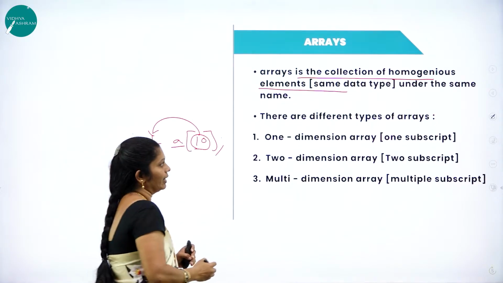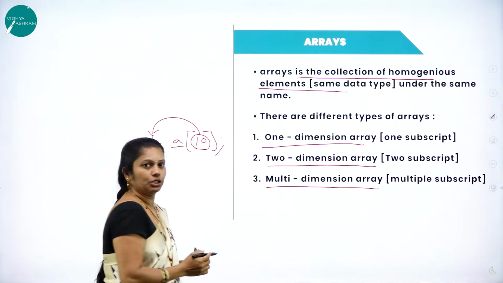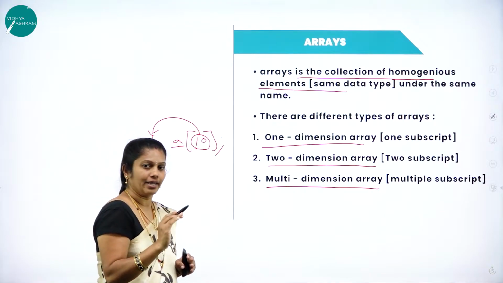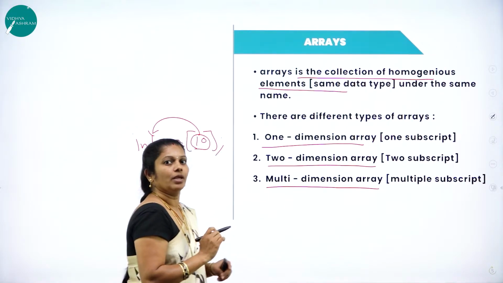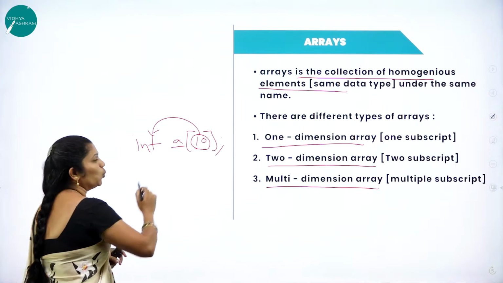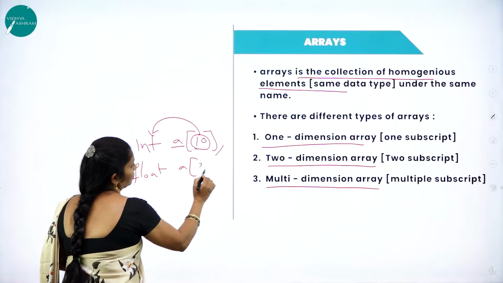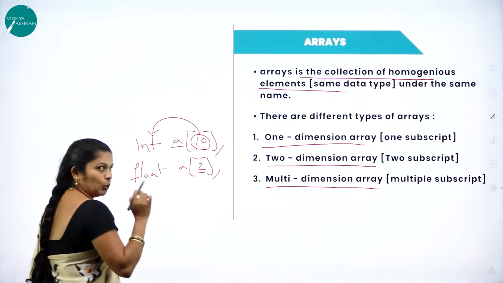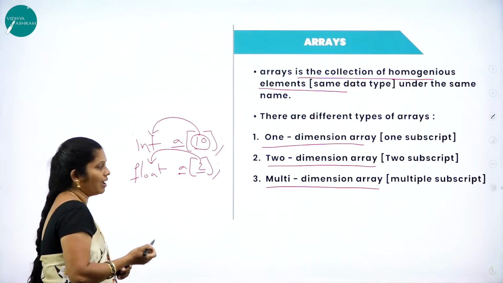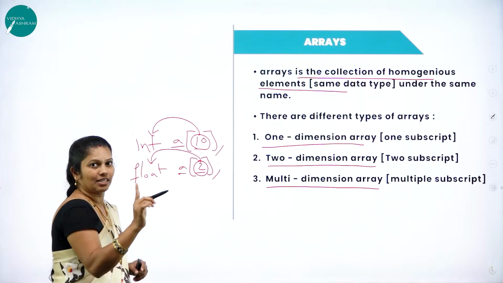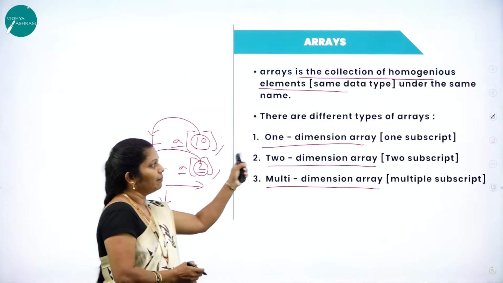When you come to types of array, there are three types: one-dimensional array, two-dimensional array, as well as multi-dimensional array. In a one-dimensional array, we have only one subscript. For example, float a[2] means that two elements are there, all of float data type, stored under the same name a. But here we have only one subscript, which may be in row format or column format. That is a one-dimensional array.